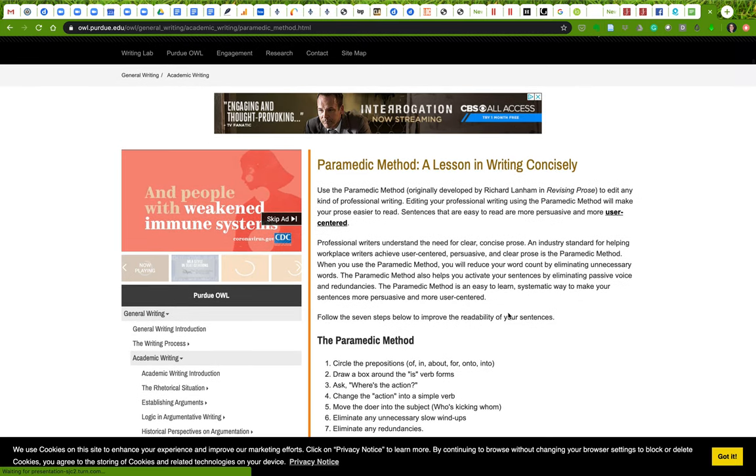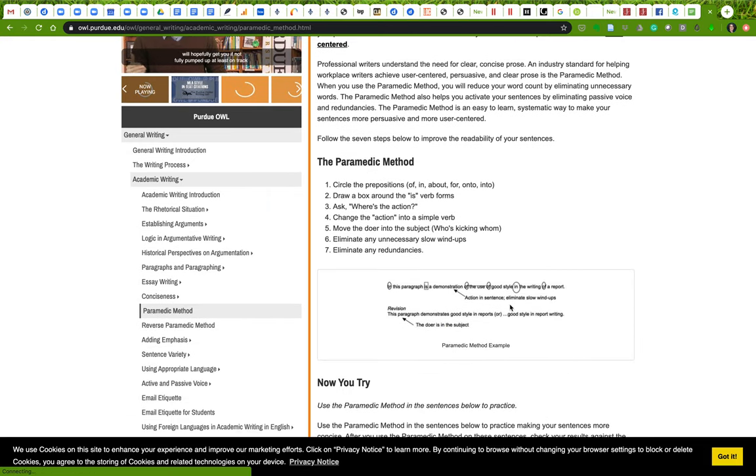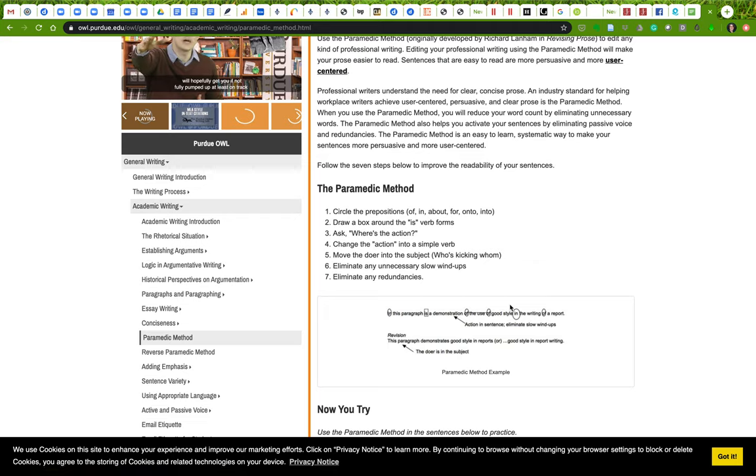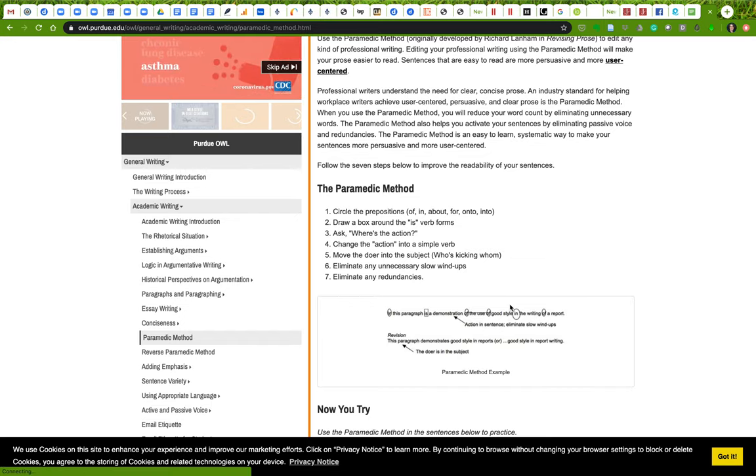The goal is to make your prose easier to read, simpler, more concise, and so on, okay? This is something that a lot of writers struggle with at all different levels of their career. But the benefit of this is that it's really simple, it's systematic, and it zeroes in on the key problems that writers often have in terms of concision and being precise, right? Saying exactly what you need to say, okay?